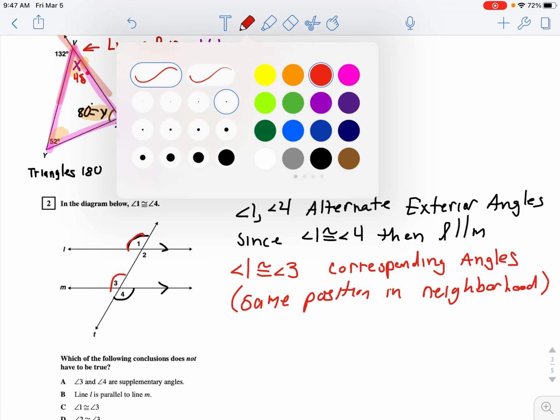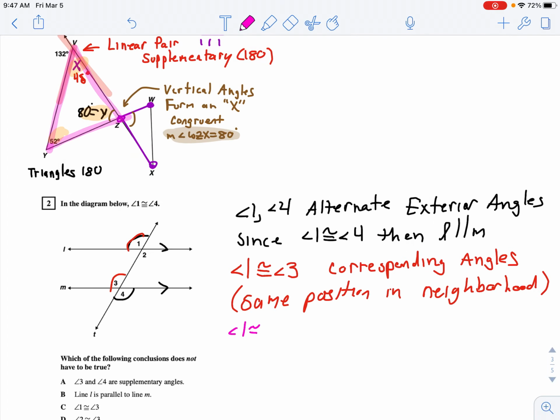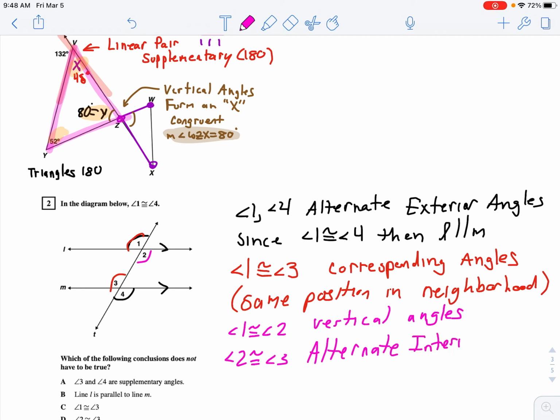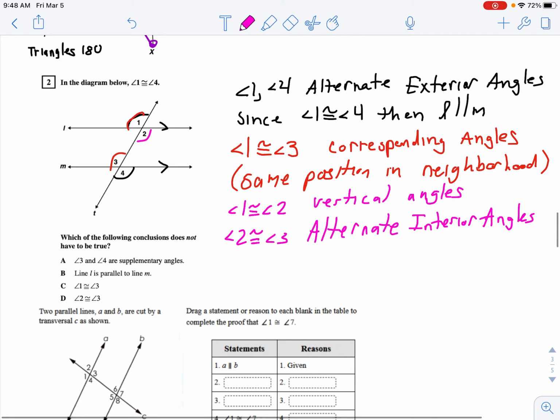And then angle 1 and angle 2 are congruent. Vertical angles. Some more fun facts. But also, angle 2 is congruent to angle 3 as well. So basically, all these angles are congruent to each other. Angle 2 and angle 3 are alternate interior angles. All right. So those are just some fun facts.